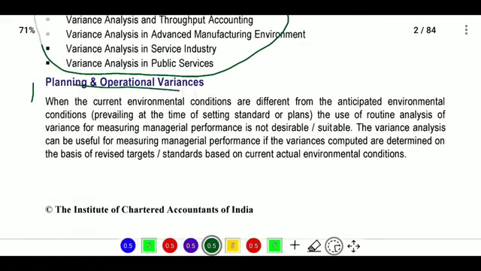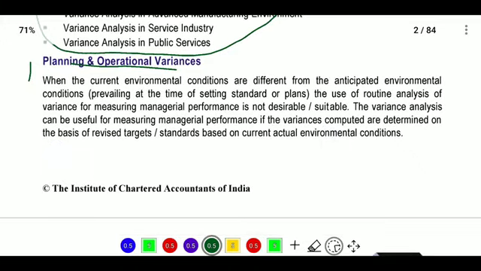Next, planning and operational variances. These are all advanced variances. Basic variances are the material variance, price variance or labor variance, which we will see as normal variances. Firstly, we have price. This is about advanced variances, that is, planning and operational variances.